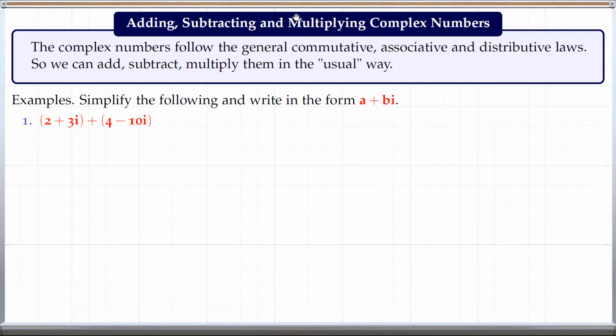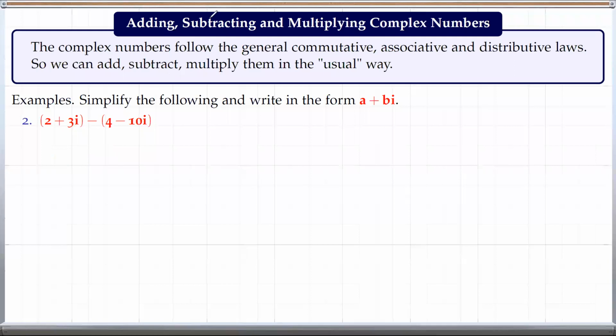So we have these two complex numbers, 2 plus 3i and 4 minus 10i that we want to add. So we can basically just add the like terms. 2 and 4 are the real parts here, which are like terms. So it will be 6. We have 3i minus 10i, so negative 7i. So this is the sum of these two complex numbers.